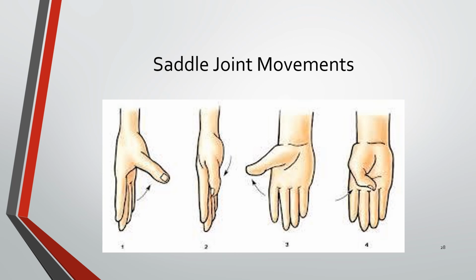So we have flexion, extension. This is abduction. Abduction, you're coming away from the midline, number 3. And number 4, adduction, so you're adding back in towards the midline. So those are all movements of the thumb, and again, two different planes, both frontal and sagittal plane.